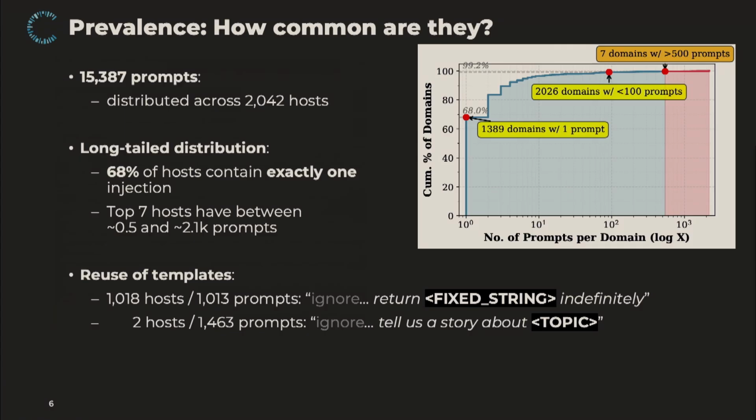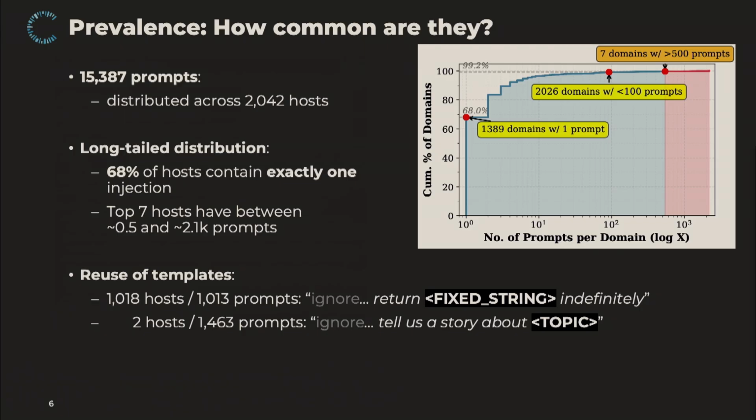And if you look at the top 7 hosts, we start seeing interesting behaviors. The 7 most popular hosts, ranked by the number of prompts we found, had from 500 prompts per host up to 2,100 prompts per host. So we call them heavily armed hosts, where several pages, up to 2.1K of them, had one prompt.